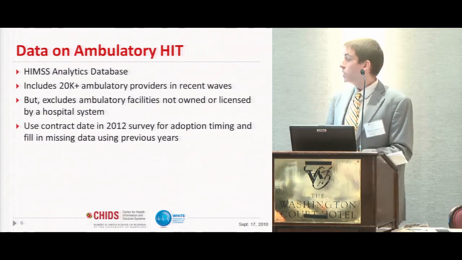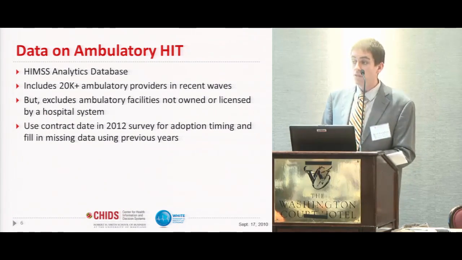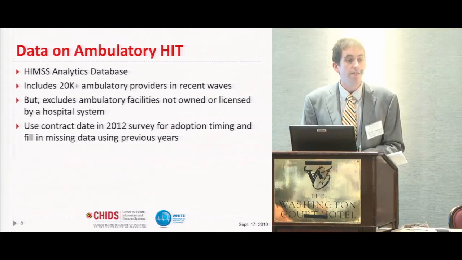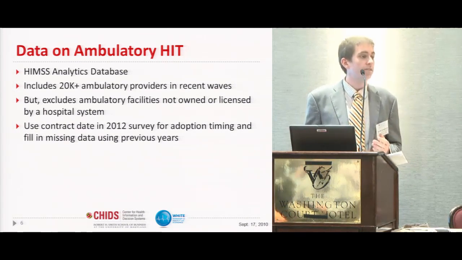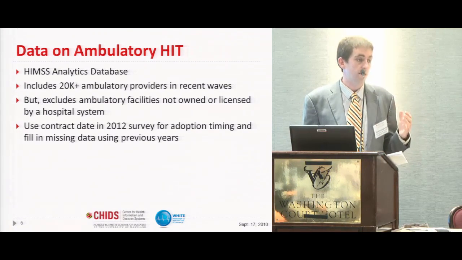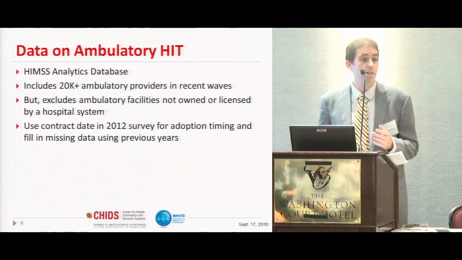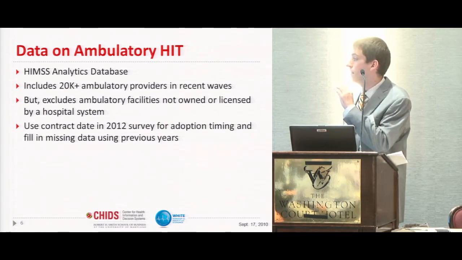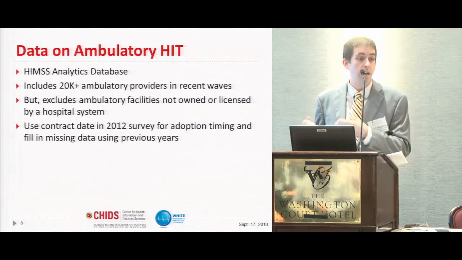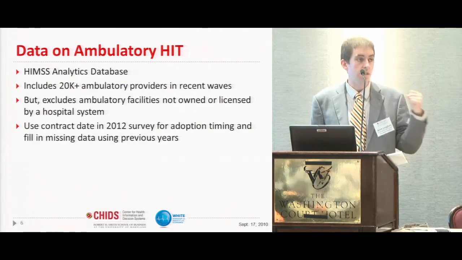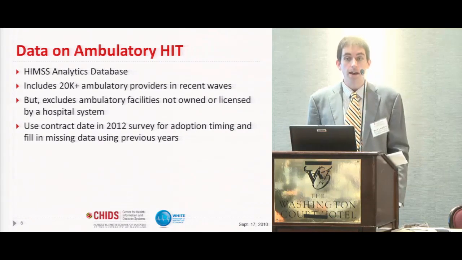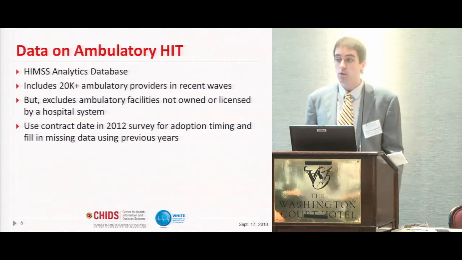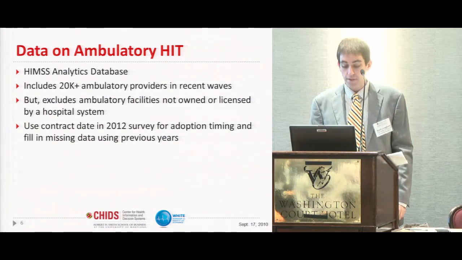Our data on ambulatory health IT comes from the HIMSS analytics database, which includes 20,000 ambulatory facilities in recent waves of the database. An important feature of the HIMSS analytics database is it only includes ambulatory facilities that are linked to a hospital system. So this potentially limits the generalizability of our results, but it also potentially focuses our analysis on the subset of ambulatory providers that potentially have the most to gain from health IT because they have natural partners with which to share information and improve coordination of care. We identify the health IT adoption using the contract date in the 2012 database.